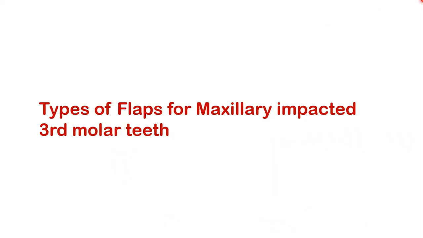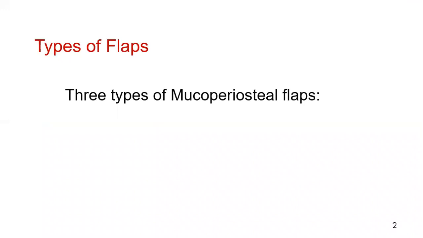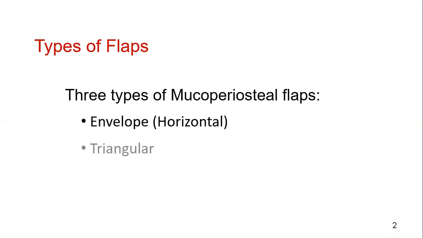In this video, we will explain types of flap for maxillary impacted third molar teeth. The mucoperiosteal flaps used for the extraction of impacted maxillary third molar are similar to the mucoperiosteal flaps used for mandibular third molar impacted teeth. These are the envelope, triangular and extended triangular flaps.